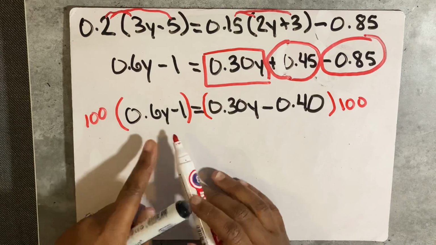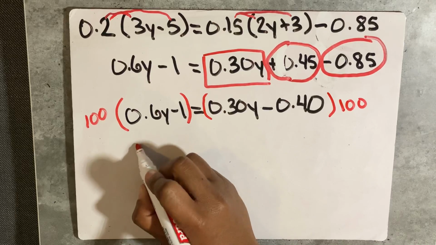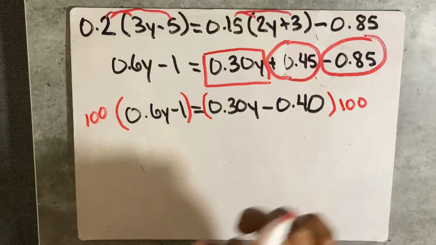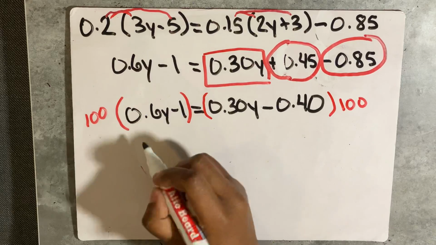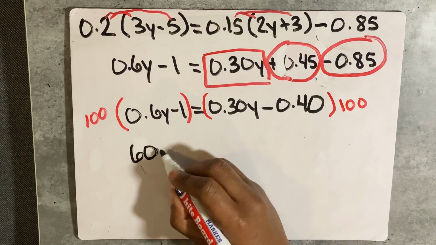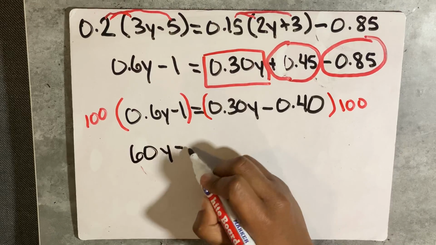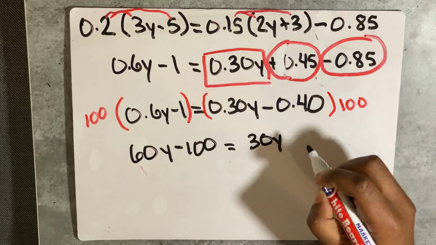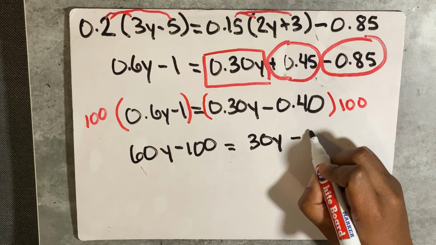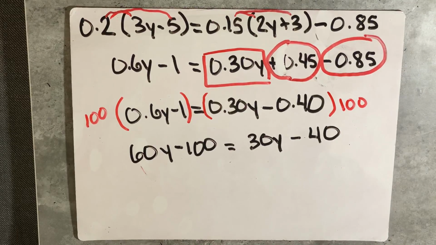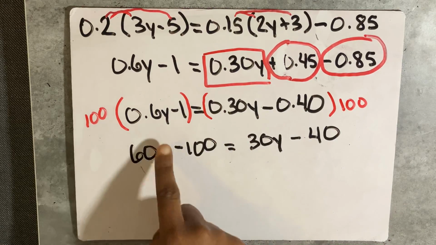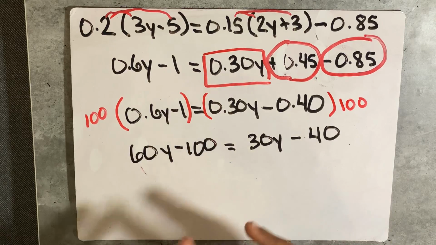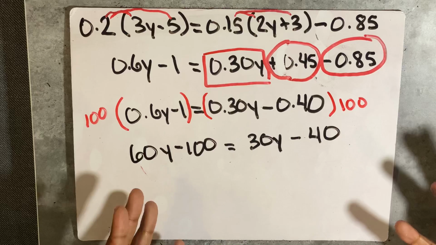When I do that, this comes out and becomes 60y minus 100 equals 30y minus 40. You see that? So it's almost like the decimals just kind of disappeared and this one added a 1, and one as a whole is 100. Okay.